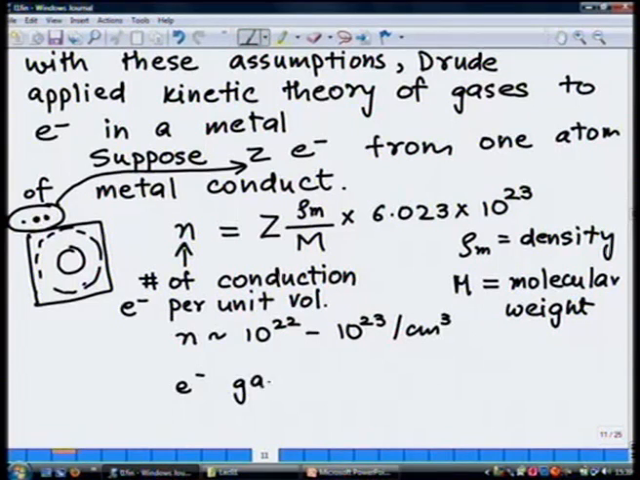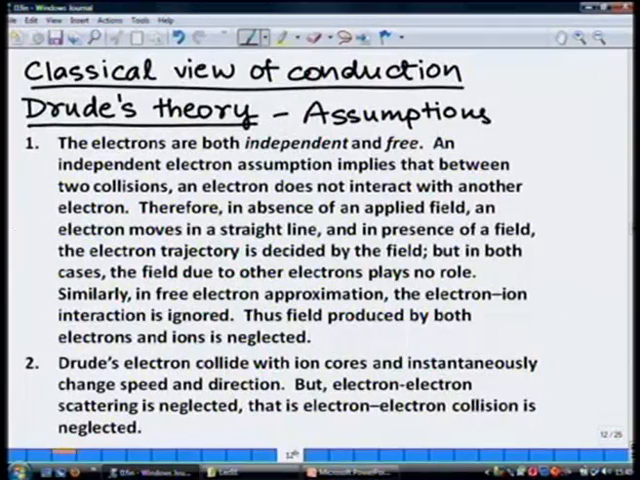He went ahead and applied this theory to electron gas in metals, though given that it is 10 to the power 22 to 10 to the power 23 electrons per centimeter cube, it is really dense, and still he went ahead and applied kinetic theory of gases. So, assumptions are similar to kinetic theory of gases, and those are like this. Let us start looking at the assumptions of Drude's theory. He makes the assumption that the electrons are both independent and free.